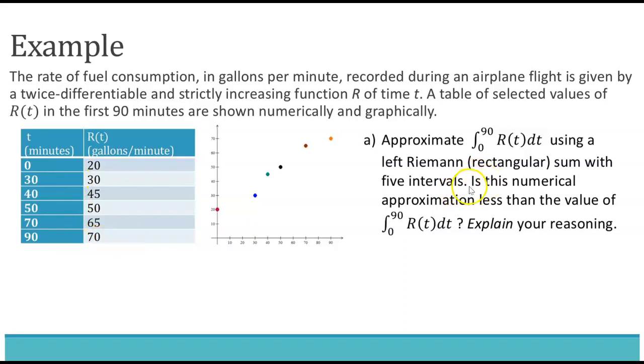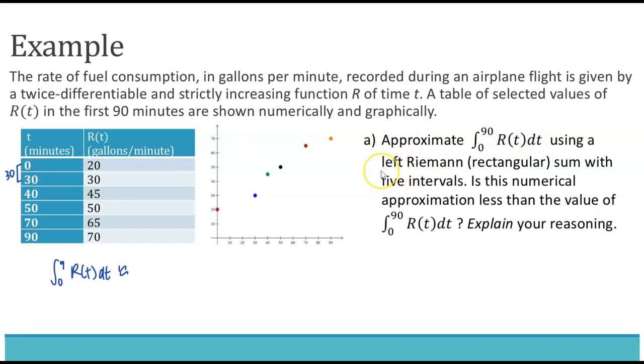So let's go ahead and do that part of the question first. We're going to approximate the integral from 0 to 90 of r of t dt. So this is going to be approximately... All right, so using 5 intervals. Well, the first interval extends from 0 to 30 minutes. So that's the base of my first rectangle. So here from 0 to 30, my base is 30.